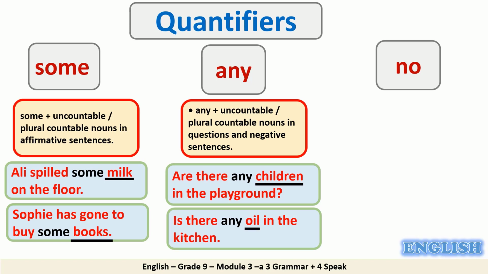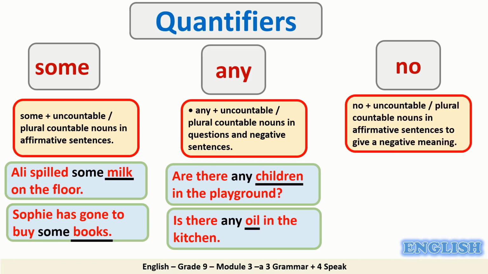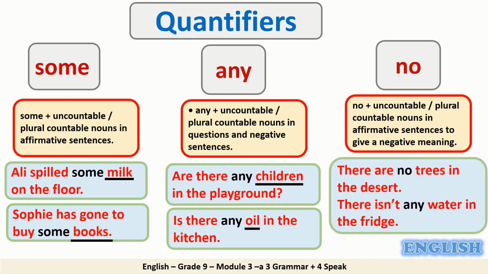Oil is an uncountable noun. No is used with uncountable and plural countable nouns in affirmative sentences to give a negative meaning. For example, there are no trees in the desert. Trees is a plural countable noun. There isn't any water in the fridge. Water is an uncountable noun.